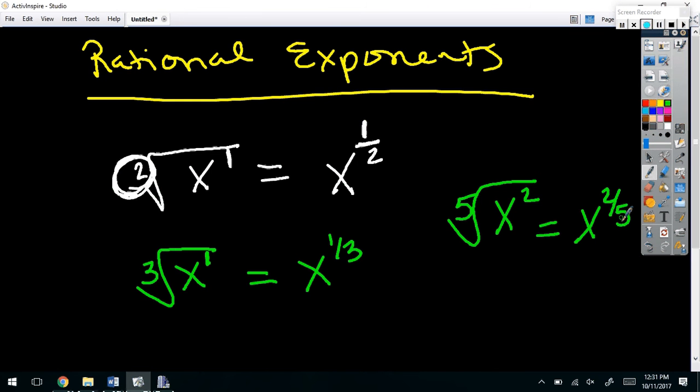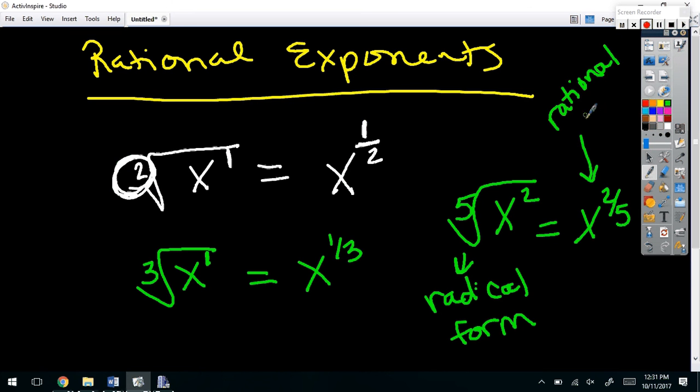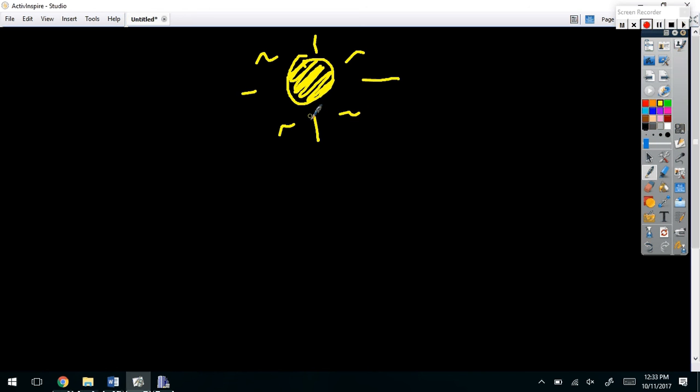So I'm going to show you what he did because I think it'll help you remember how to switch the forms. This, by the way, is called radical form. This is called rational exponent form. Let me show you what my foreign exchange student showed me. I'm going to draw sunshine in the middle. This is dumb. I'm forewarning y'all right now. I was never an artist.